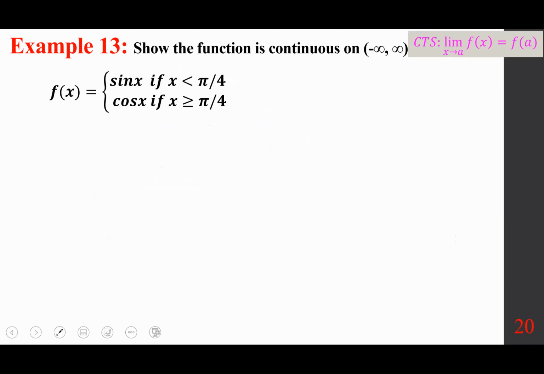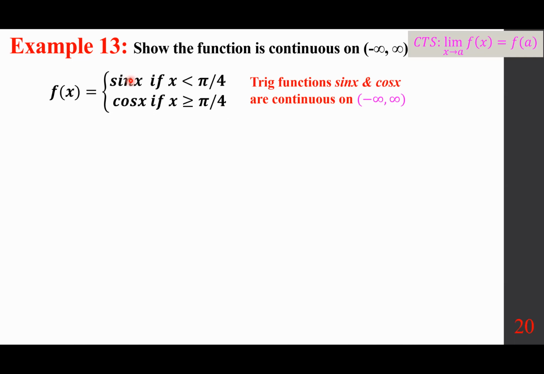Show the function is continuous from negative to positive infinity. F of x is sine x if x is less than pi over 4, and cosine x if x is larger than or equal to pi over 4. Now, how do we check that all sinusoidal functions are continuous from negative to positive infinity?